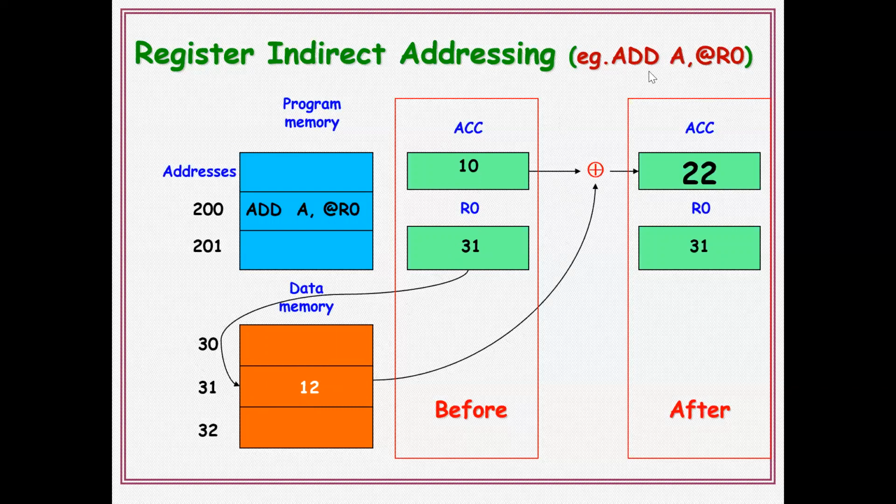Before this instruction the accumulator is 10. Here @R0 indicates that R0 contains 31H, and this 31H is treated as the address. In that 31H memory location, the data 12 is available, and that 12 is added to the accumulator. So the total becomes 10 plus 12, and 22H is loaded into the accumulator. The content of R0 is not changed because R0 is only a source. This is the content after execution of this instruction, and this is an example for register indirect addressing mode.